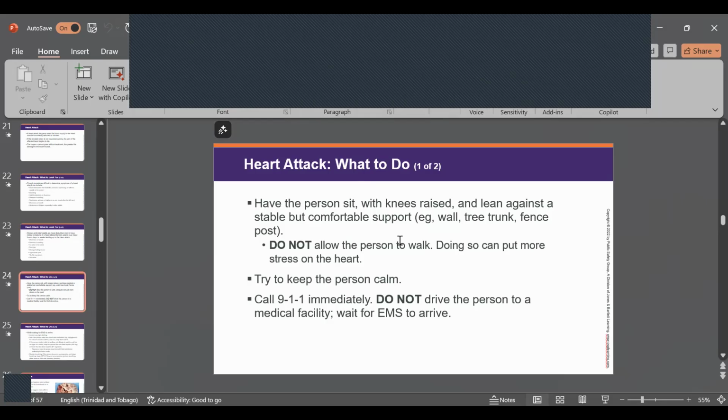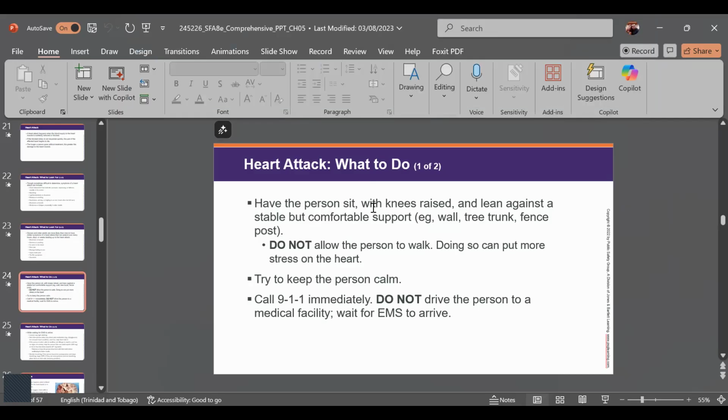And okay, what we want to do, and the easiest way you could manage this is have the person sit in what we call the position of comfort. The position of comfort, the person puts themselves in the position where they get the least pain. And sometimes they may actually feel more comfortable like this, sitting with the knees raised, lean against a stable object such as a wall or something, right? Do not allow the person to walk.